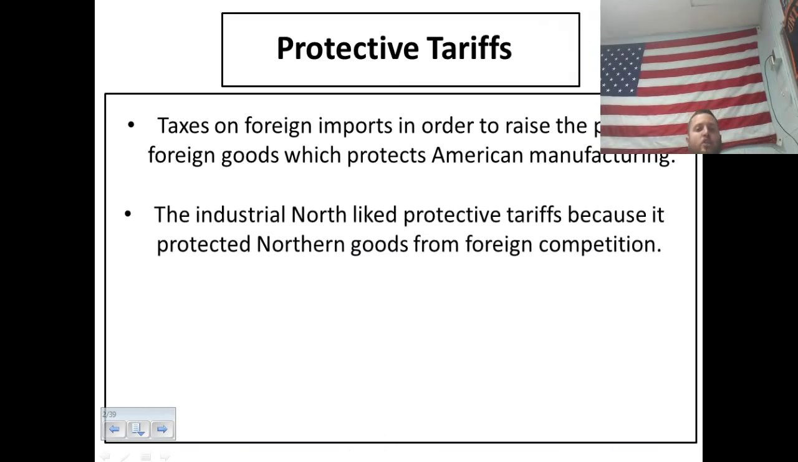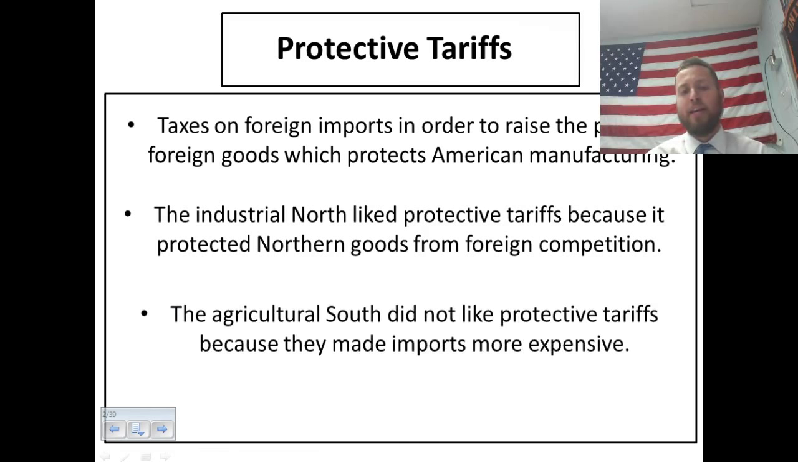The industrial North liked protective tariffs because it protected northern goods from foreign competition. Remember, the North makes stuff. So the North has goods that it wants to protect, that it wants to make cheap. And you do that by making the foreign stuff expensive. Wait, who buys foreign stuff in the United States of America? Because they're agricultural, because they grow stuff, that would be the South.